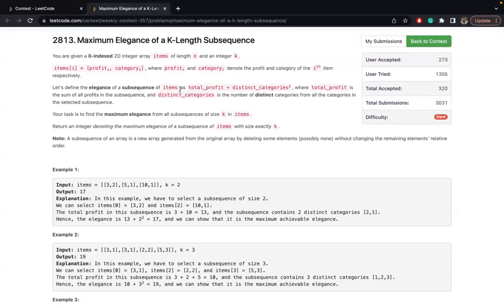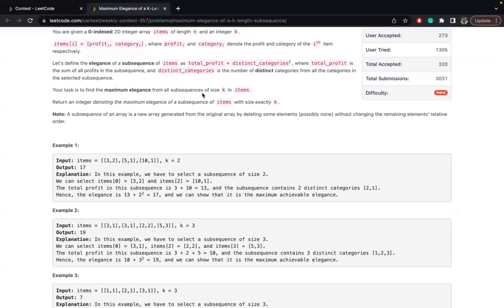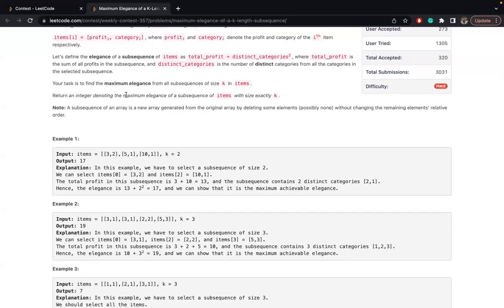And what you have to do is total profit plus distinct categories squared. Your task is to find the maximum elegance from all subsequences of size k in items. There can be many subsequences possible of size k from the given items list, and then you have to find the maximum elegance out of all those subsequences.